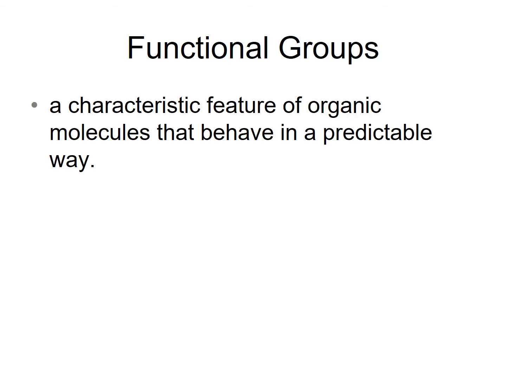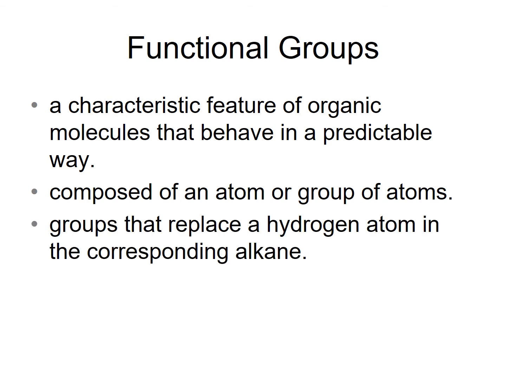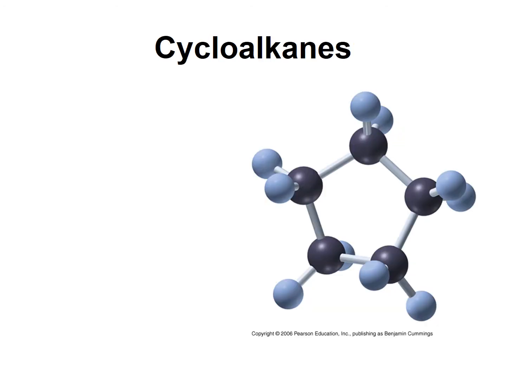So this is a characteristic feature that's going to behave in a predictable way. You put a particular functional group on a molecule and you're going to be able to predict what that's going to do to the behavior of that molecule. So it's usually an atom or a group of atoms that you are adding to the molecule. A lot of times these groups are going to replace a hydrogen, and so you'll take a hydrogen off and replace it with some group of atoms. And it gives us a way to classify the families of the organic compounds.